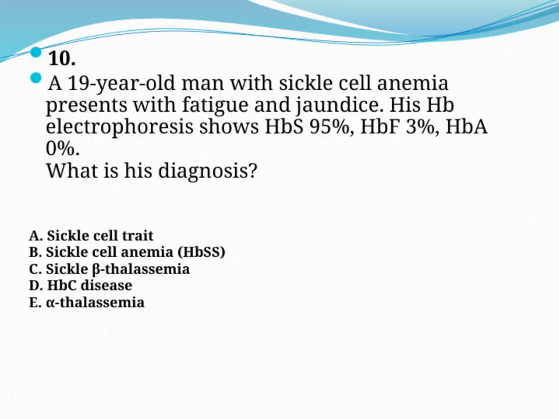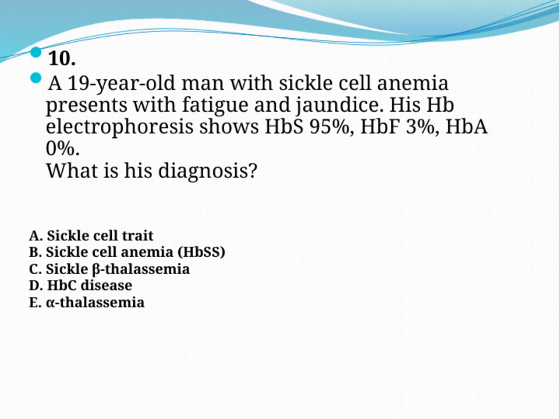Let's take a closer look at this case. We have a 19-year-old man diagnosed with sickle cell anemia, and he's presenting with fatigue and jaundice, which are common symptoms related to hemolysis. Now, his hemoglobin electrophoresis shows 95% HbS, only 3% HbF, and no HbA detected. This pattern is quite characteristic.